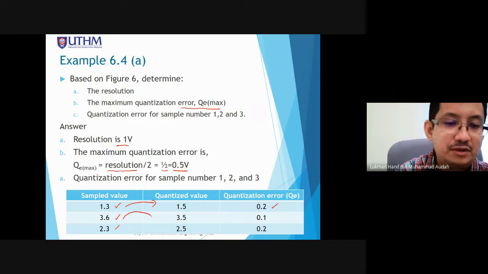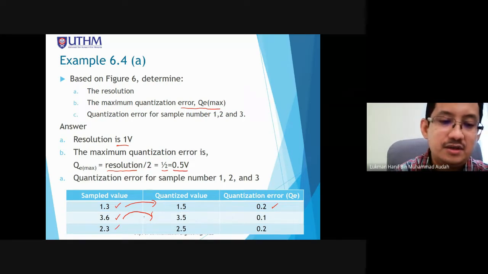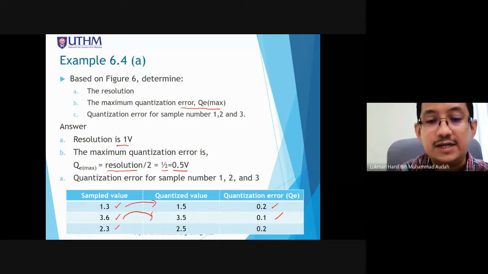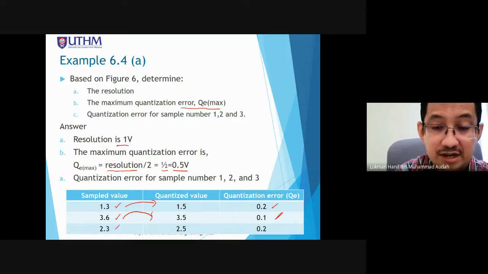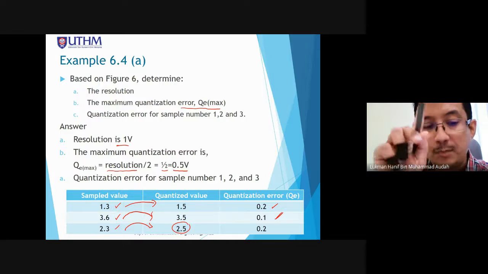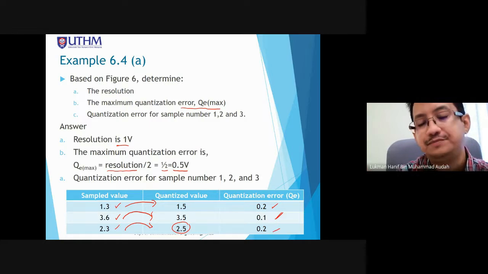3.6 volt of sample rounded up to 3.5 volt of the nearest quantized level. That means the quantization error is modulus 3.6 minus 3.5. So we get 0.1 volt for the error. Ini nilai pembenaran dia. And then 2.3 volt rounded up to 2.5 volt of the nearest quantized level. So that means the quantization error is equal to modulus 2.3 minus 2.5. So the error is 0.2 volt.